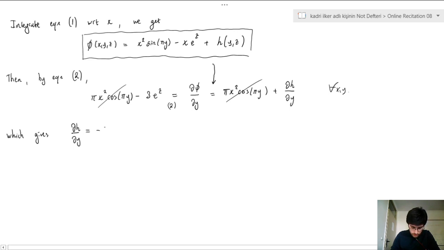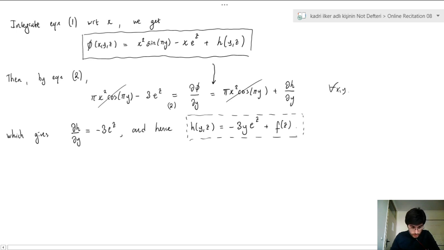Which gives something like this, and hence integrating both sides with respect to y gives you a possible form of h. So h should be something like this, e to the z, plus some function that depends on z only. Now this is actually our more precise form of our function h.